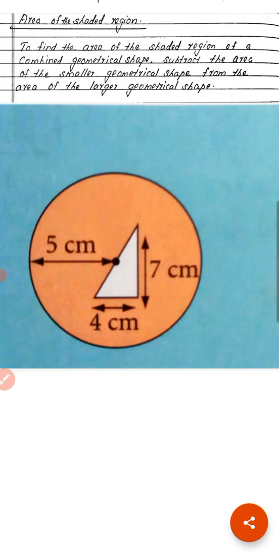Children, today we are going to learn how to find the area of the shaded region. To find the area of the shaded region of a combined geometrical shape, subtract the area of the smaller geometrical shape from the area of the larger geometrical shape. Let me explain an example.